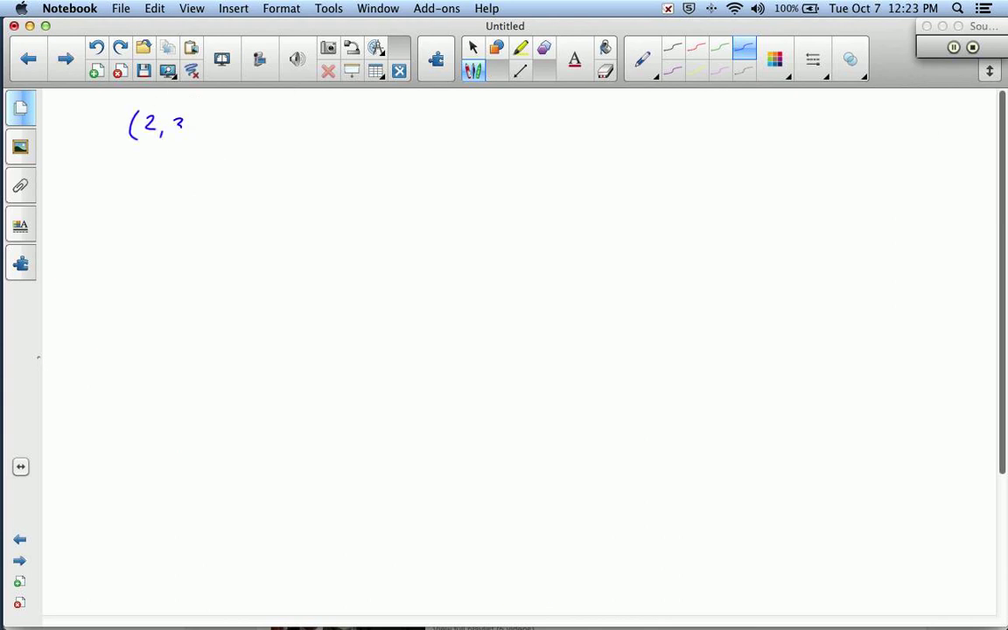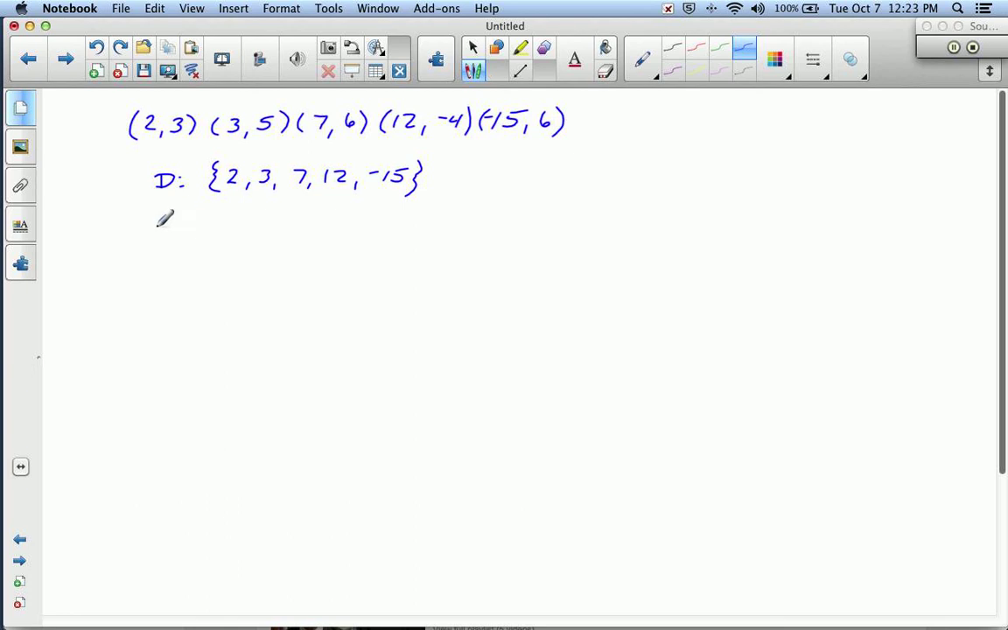Let's say I give you the points (2, 3), (3, 5), (7, 6), (12, -4), (-15, 6). Okay, your domain is just your inputs. So that would be all the x values: 2, 3, 7, 12, -15. Or if you don't like x values, you can say all of your first coordinates. And your range is simply your outputs: 3, 5, 6, -4. And 6 again, right? But I don't need to list it again because it's the same thing.